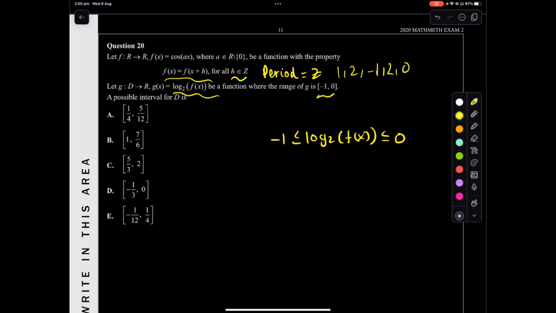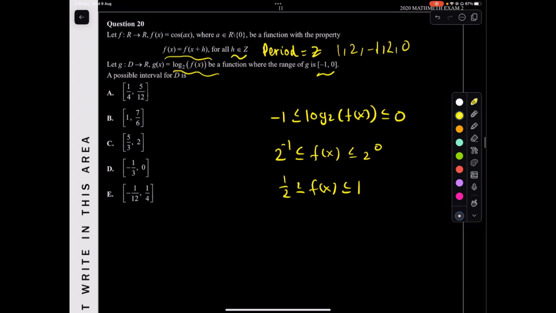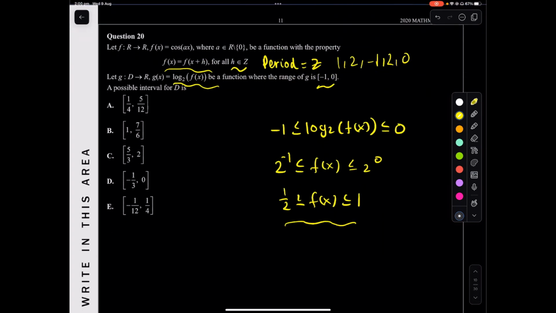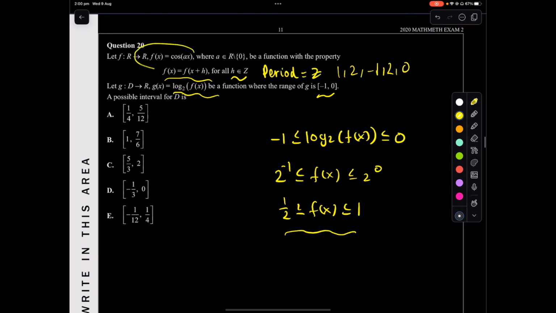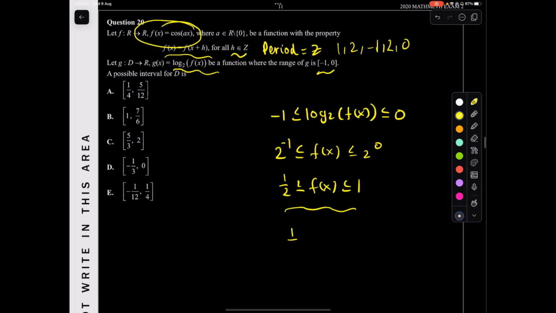And we're going to try to get f of x. So this will be 2 to the power -1, which is a half, and 2 to the power 0, which is 1. So f of x, which is cos of ax, is where we want the range to be. It must be from a half to 1, and we want to find the x values for that domain.